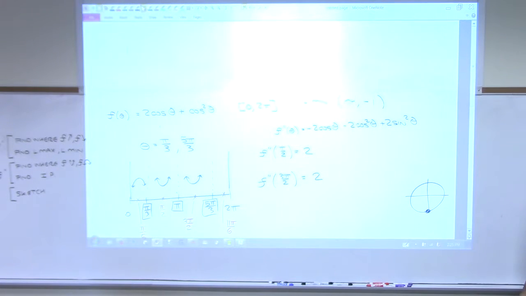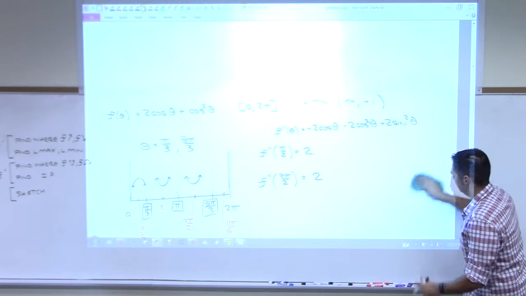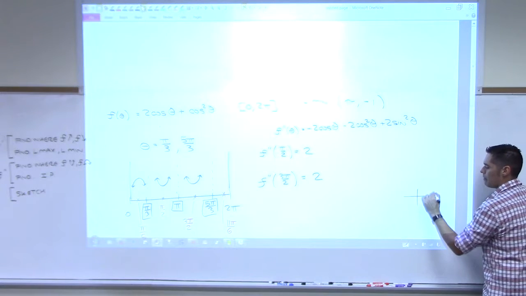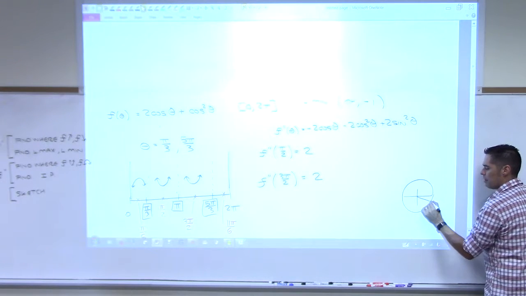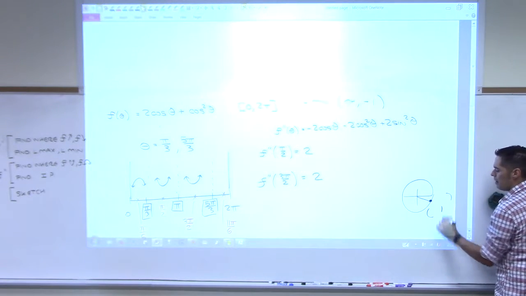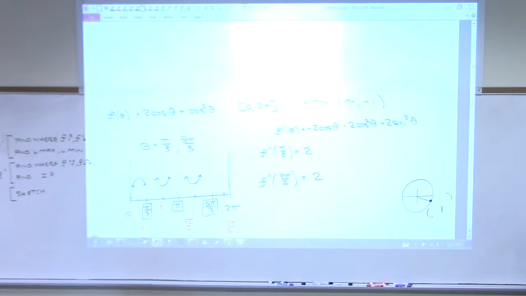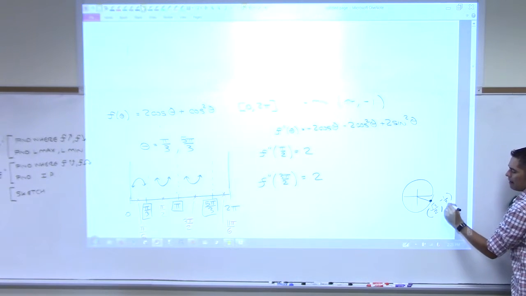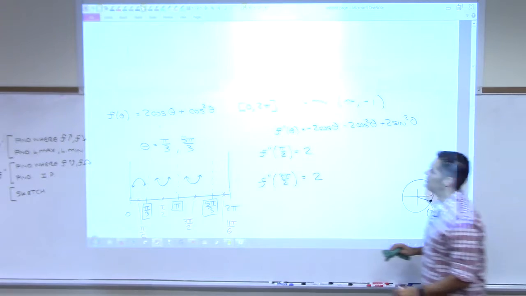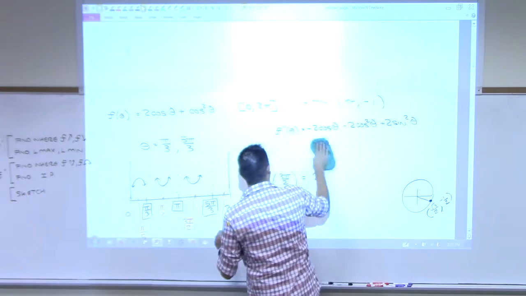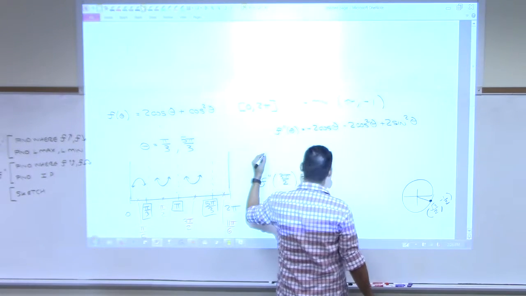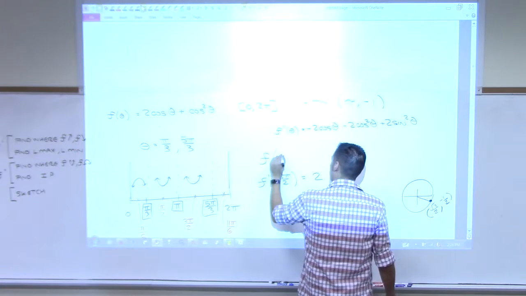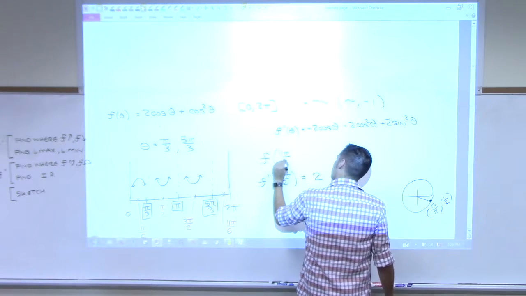And finally, 11 pi over 6, which is right there. What's the ordered pair there? Root 3 over 2, negative 1/2. All right, so let's do that one. This is going to be our last one, and then we're going to be close to drawing it. Maybe. 11 pi over 6.